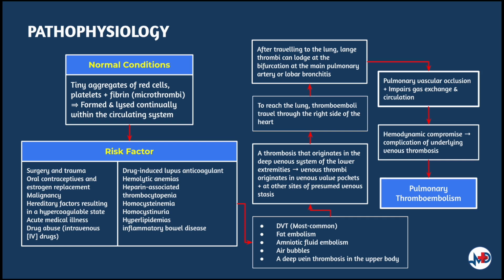Pulmonary thromboembolism is not a disease in and of itself, rather, it is a complication of underlying venous thrombosis. Pulmonary vascular occlusion occurs and impairs gas exchange and circulation. In the lungs, the lower lobes are more frequently affected than the upper lobes, with bilateral lung involvement being common.